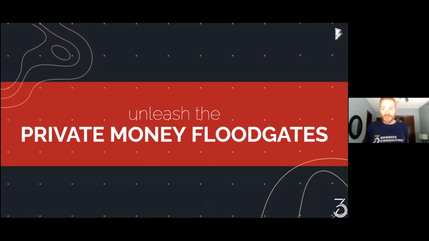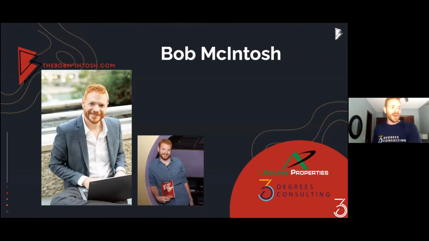Before I start, just a little background on who I am. Again, my name is Bob McIntosh. My real estate company is called Arcane Properties. We operate that with my dad in Buffalo, New York. We were flipping houses for a long time. Right now, we're focusing more on rentals and commercial deals. I also run a full-scale digital marketing agency called 3 Degrees Consulting, as you can see on my nice shirt, which helps real estate investors and really any business owner execute their marketing. A lot of that is saying, hey, if you're tired of trying to figure it out yourself, I'm actually going to do it for you.